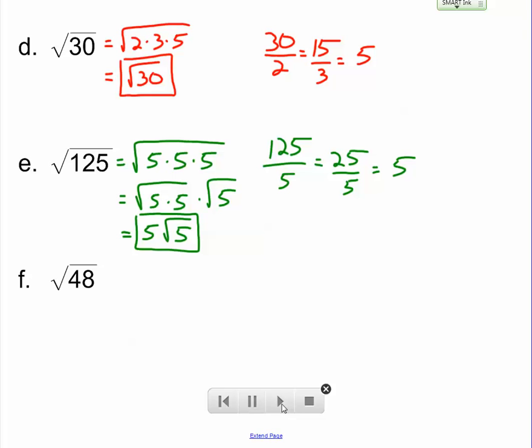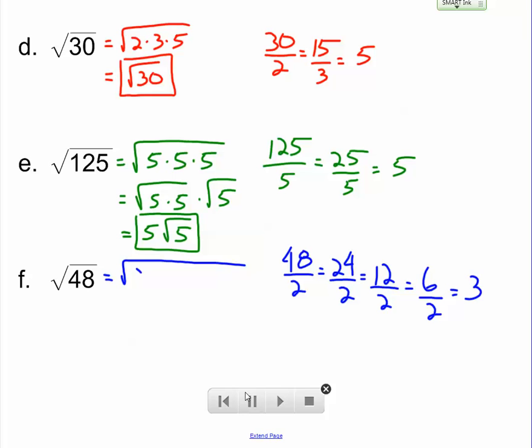And one more here. Square root of 48. We're going to do the prime factorization of 48. It's divisible by 2. Divisible by 2 again. Divisible by 2 again. And divisible by 2 again. We end up with a prime number. So here we go. The square root of 48 is the same thing as the square root of 2 times 2 times 2 times 2 times 3. Now in this case, there's two pairs of 2's.